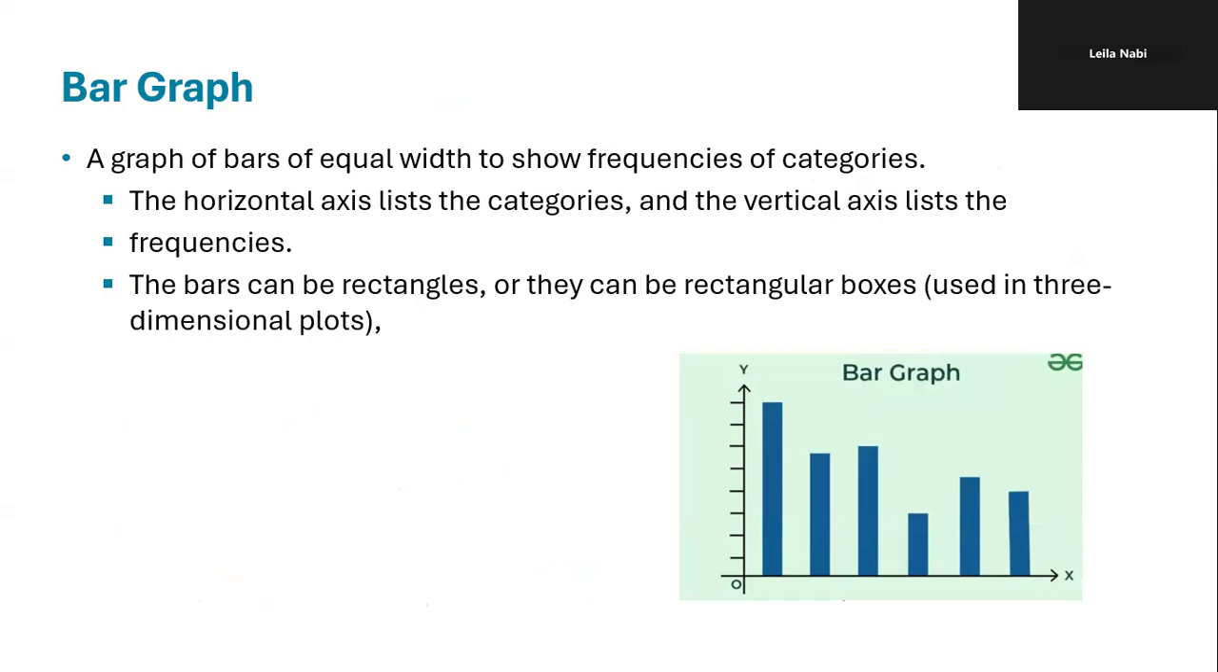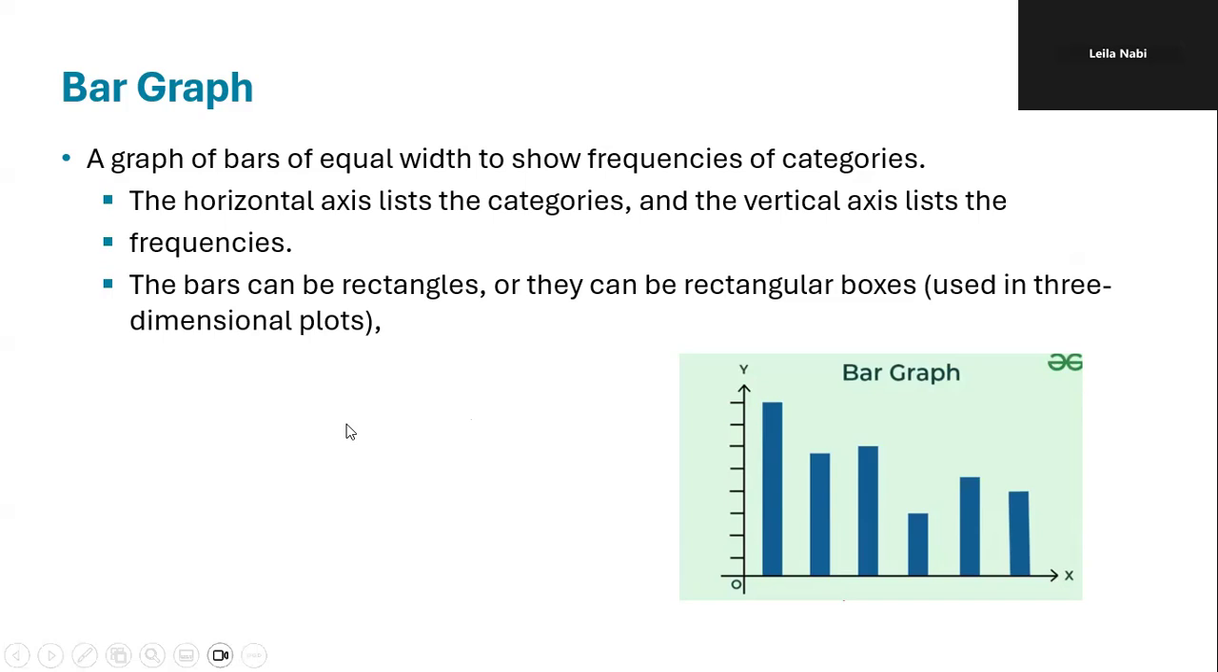Next graph is called the bar graph. As you see in the picture, it's a graph of bars with equal width, where each bar shows the frequency of the categories. And we usually use bar graphs for comparing the different categories. For example, we have the number of students enrolled in different majors, so we can use a bar graph. Each bar should represent the frequency of the enrollment for a different major. And we can use rectangles or rectangular boxes if you have a three-dimensional bar graph.